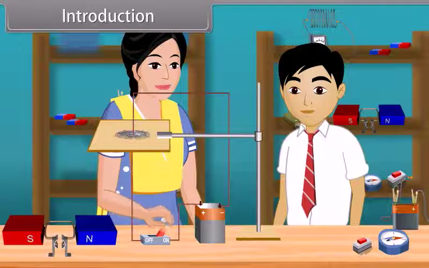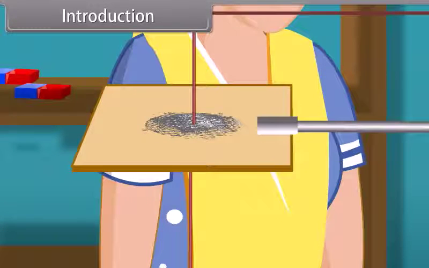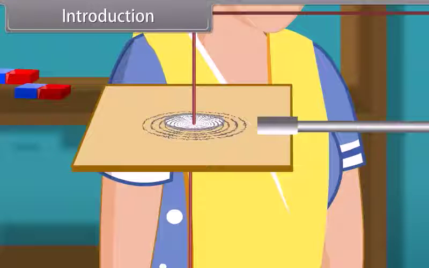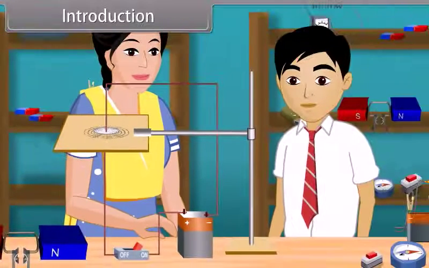When she switches on, some movement is shown in the iron dust particles and they start arranging in a concentric circles pattern. She performed this experiment to show you the magnetic effect of current. You saw the iron dust particles arranged into the concentric circle pattern due to the magnetic field generated by the electric current. Students, today we'll study more about moving charges and magnetism.